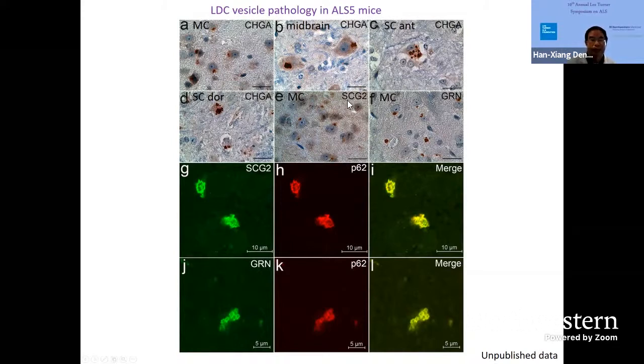They're also secretogranulin 2 positive in the motor cortex, and also granulin positive. So these are all dense core vesicle markers. Obviously, we are pretty confident this pathology is the aggregation of large dense core vesicle markers. And we also used confocal study: secretogranulin and P62, granulin and P62 are nicely colocalized.